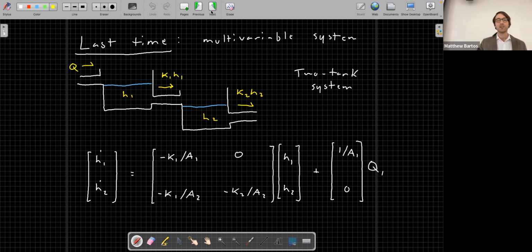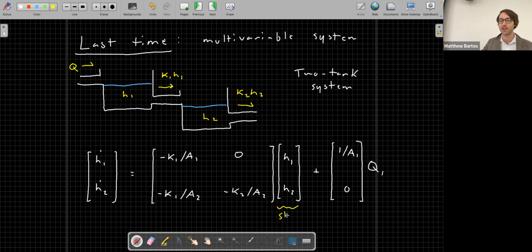We showed how we could construct multivariable systems for a somewhat familiar problem. We looked at a two-tank system in which the flow into the second tank depends on the state in the first tank. We showed how we could express it in matrix form like so. Okay, so we have our elements here.